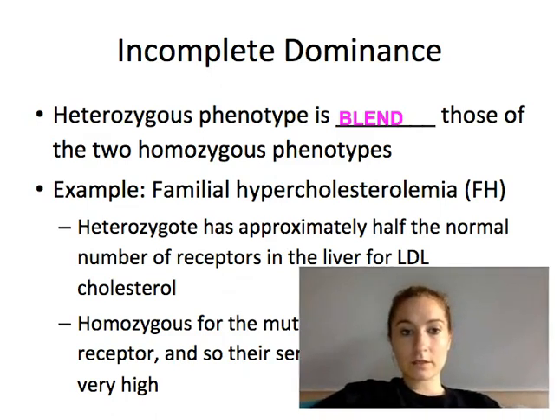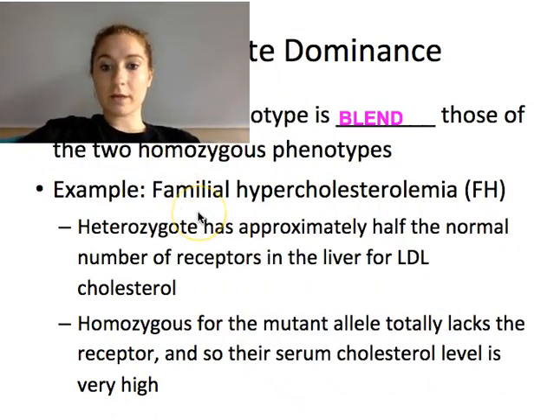So an example of this would be familial hypercholesterolemia, or abbreviated as FH. So the heterozygote here has half the normal numbers of receptors in the liver for LDL cholesterol. So it's showing that it has half good and half bad. And then in a homozygous, the mutant allele totally lacks the receptor, so the cholesterol level is very high. So if you have a high cholesterol level, you have more chance of getting heart disease or having heart problems. So you want to keep an eye on that.